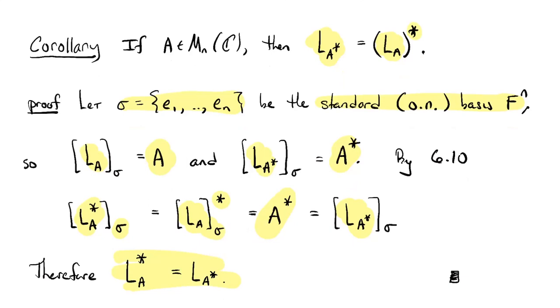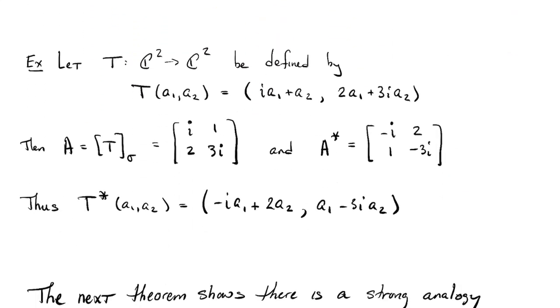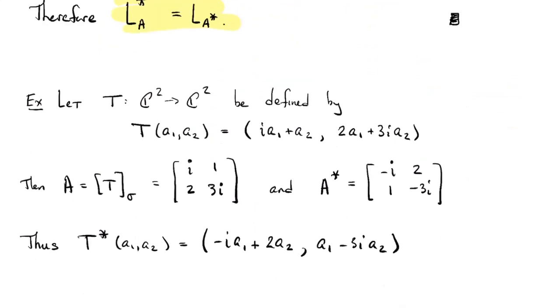So this is the nice compatibility between the notion of adjoint operator and adjoint matrix. Just as a quick example to illustrate that, say you wanted to find an adjoint operator formula. If we take a map T on C2 defined by that formula, I won't read it out loud, but that's how T operates, and let's say I wanted to find a formula for T star.